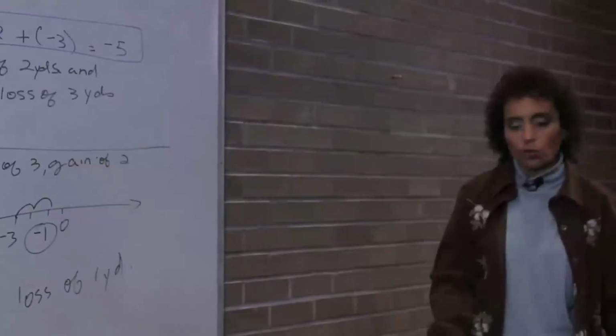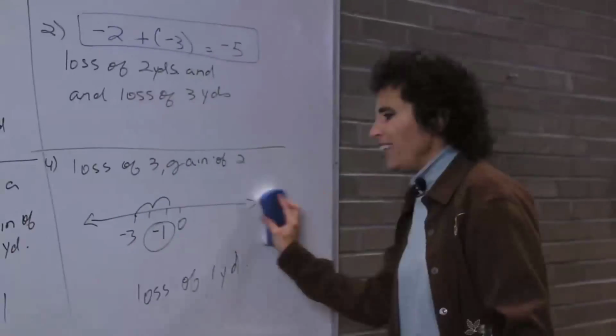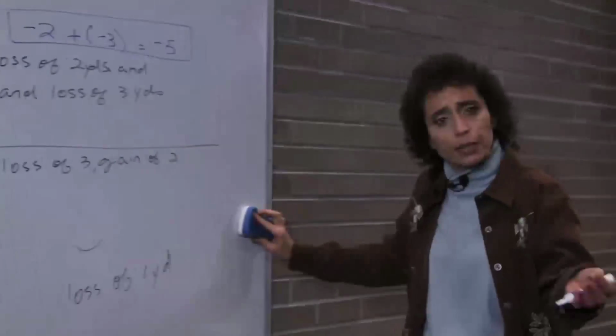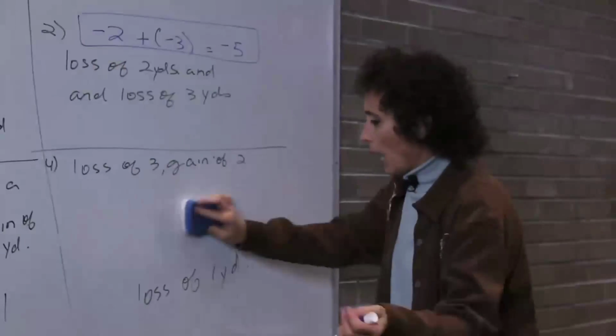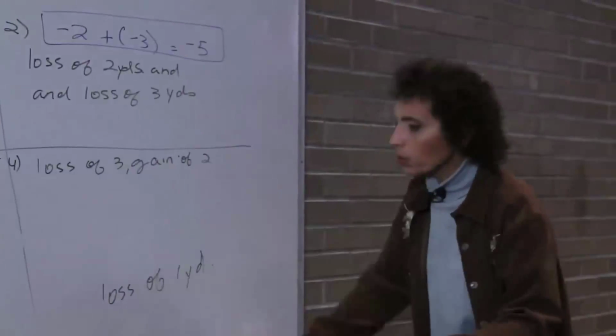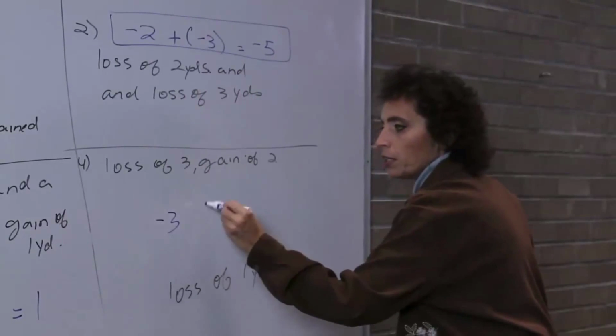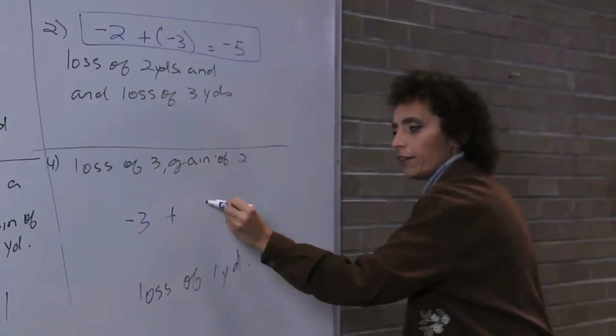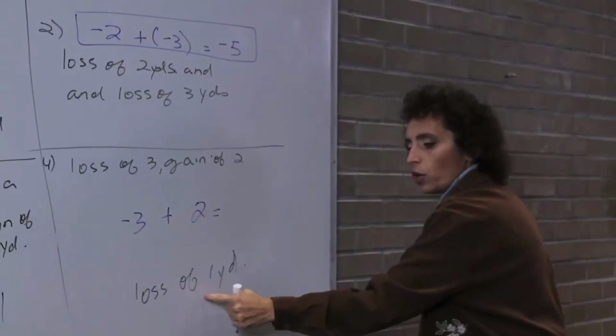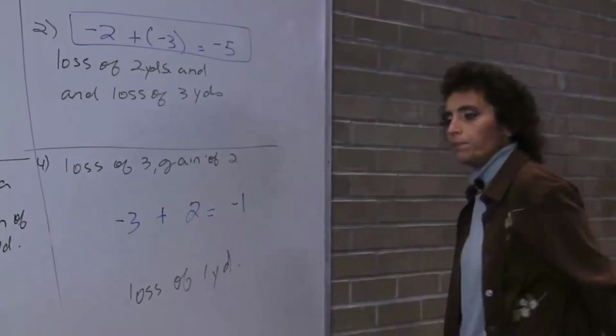Okay, let's take a look at this question. And you don't have to do this with football. You can do this with money. Positive means that you have money. Negative means you owe money. A loss of 3 yards, which would be -3. The next play, a gain of 2. And that is a loss of 1, which is a negative 1.